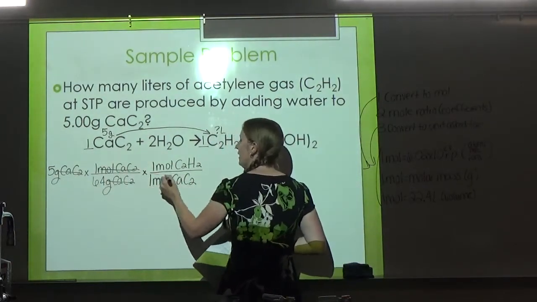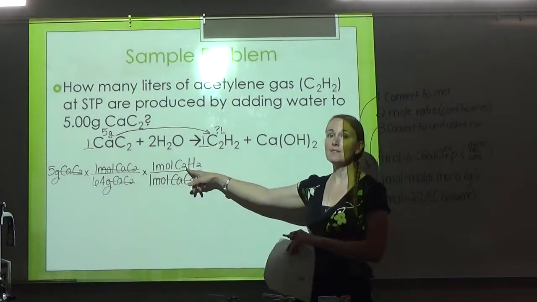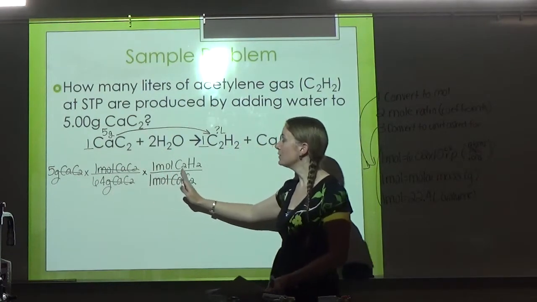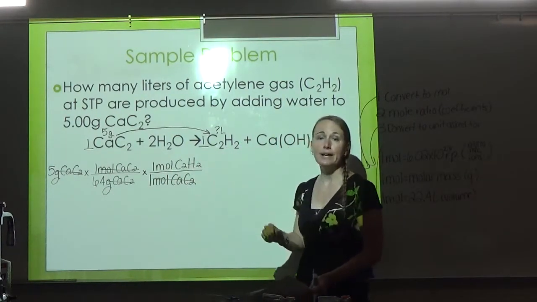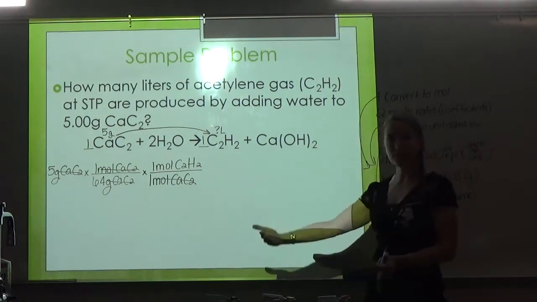So see, moles of calcium carbide go away, and now you can notice that I have switched substances. I no longer have CaC2 anymore. I have C2H2 now. Okay, so I did my mole ratio and I switched substances.